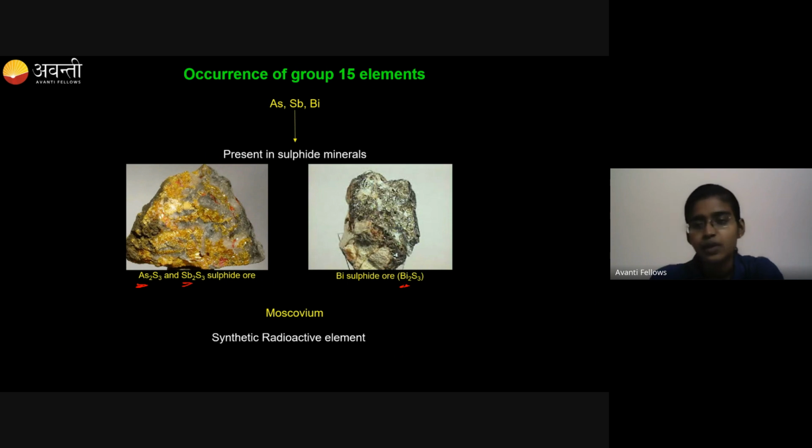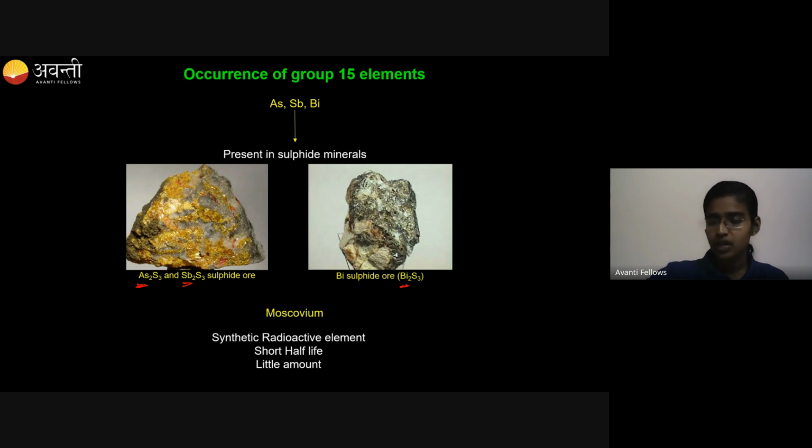What is meant by radioactive? Radioactive elements are man-made elements. So it can be synthesized in the laboratory or some special atmosphere. It is not existing in the atmosphere. It does not have natural occurrence. We can synthesize that element. It has a very, very short half-life, so only a very little amount of it can be prepared in the laboratory. Okay. So these are the existence, or the occurrence, of group 15 elements.